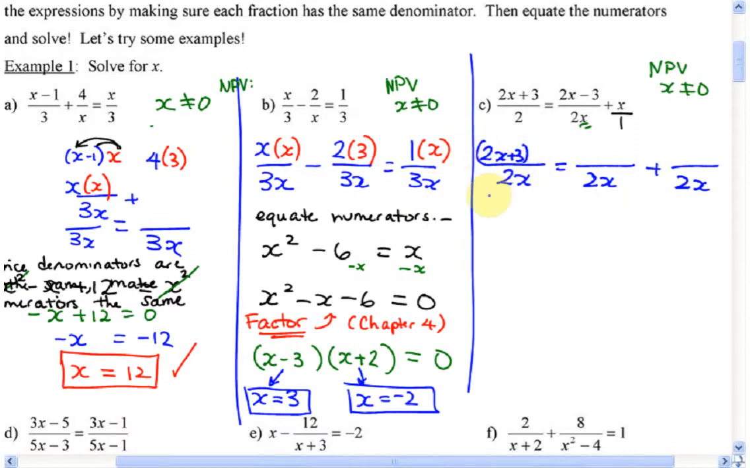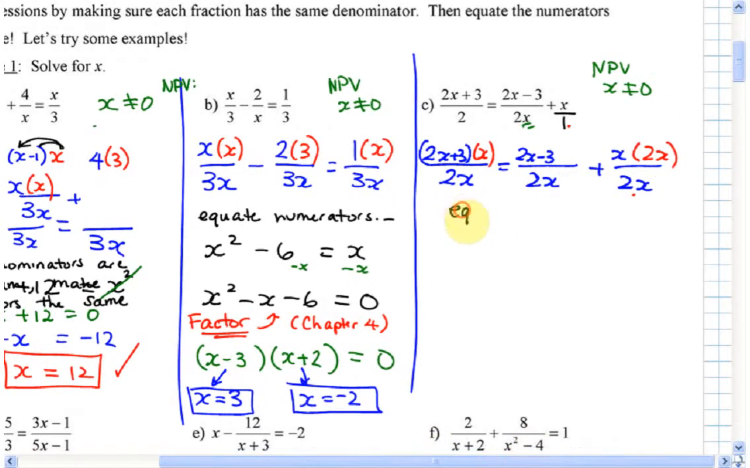Which factor am I missing from the first fraction there? X. Good, thank you. What am I missing from the next fraction? Nothing. Good, so just leave it. And the last one here, what am I missing? X. Just x? Sorry, 2x. Yeah, you're going from 1 to 2x. I need to multiply that by 2x. There you go.